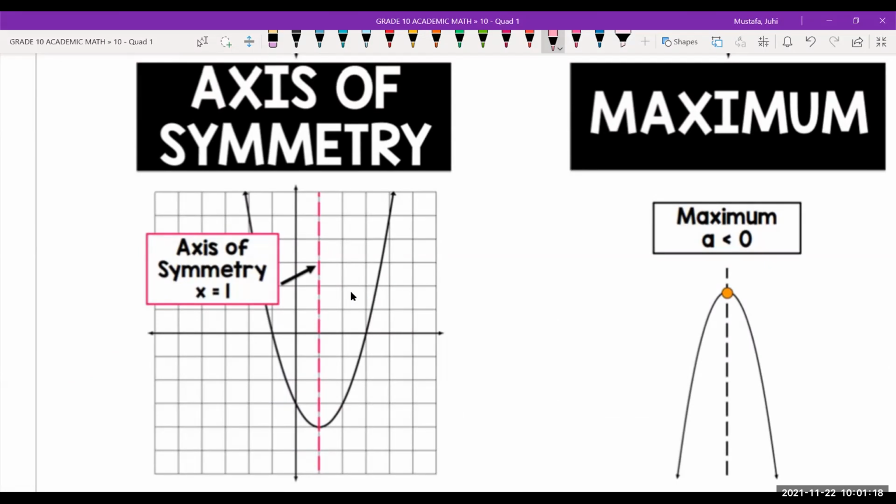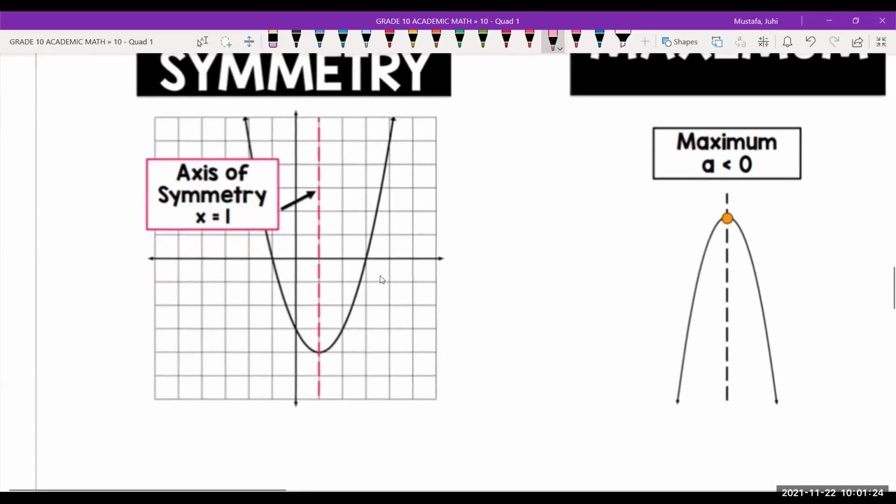And so if you were to slice it down the middle through the vertex, that's how you would divide that parabola into 2 parts. That slicing has a special word. It's called your axis of symmetry. So this is the line that divides your parabola in perfect 2 halves.